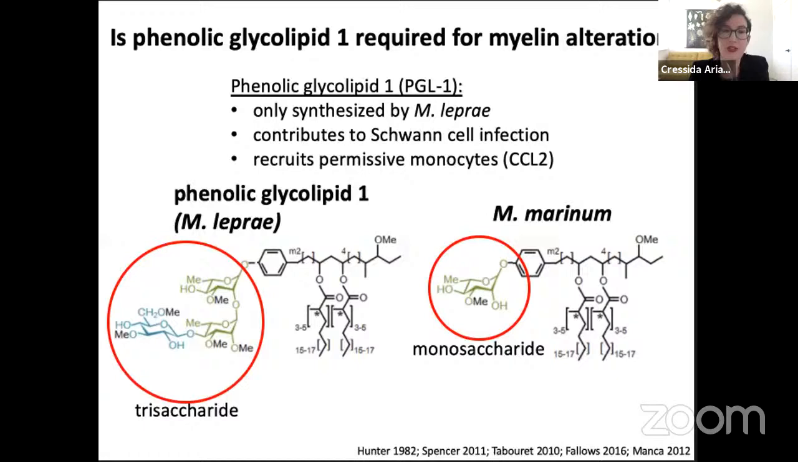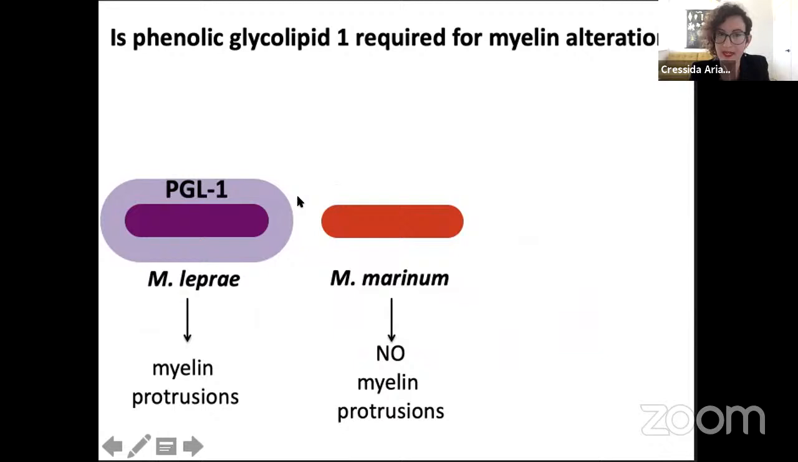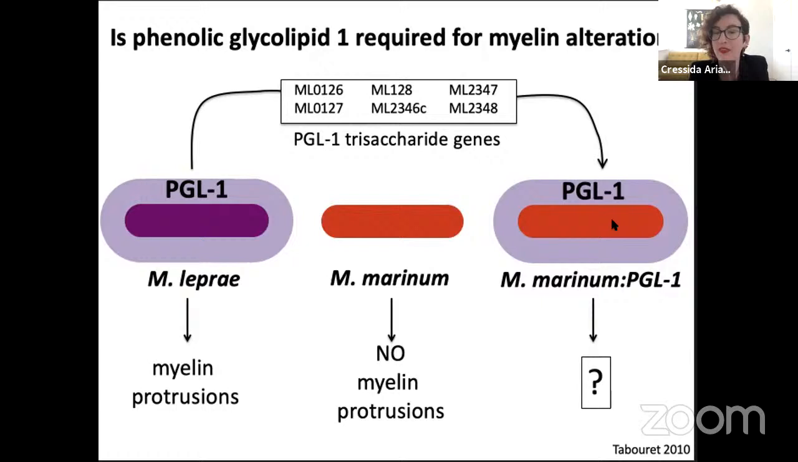So, of course, if we wanted to know how this trisaccharide contributes to the formation of this myelin disruption in zebrafish, the obvious experiment would be to knock out PGL1 from M. leprae. But of course, we don't have a genetic system in M. leprae, so we can't do that experiment. So the experiment that I ended up doing is sort of the inverse of the experiment we wanted to do. What I did is I took the PGL1 genes from M. leprae, and I put them into M. marinum, which of course does not cause the myelin disruptions in fish. And that allowed us to generate this strain, M. marinum PGL1, which now produced the trisaccharide phenolic glycolipid of M. leprae, but it's being produced by M. marinum. That's a knock-in strategy, right? That will allow us to test the requirement of PGL1 to nerve injury.